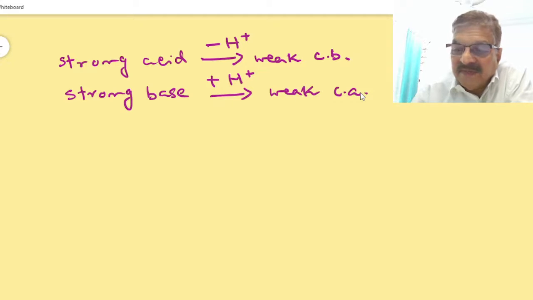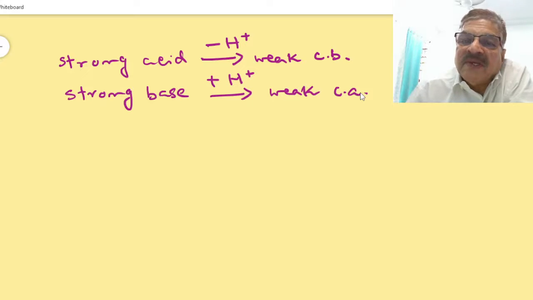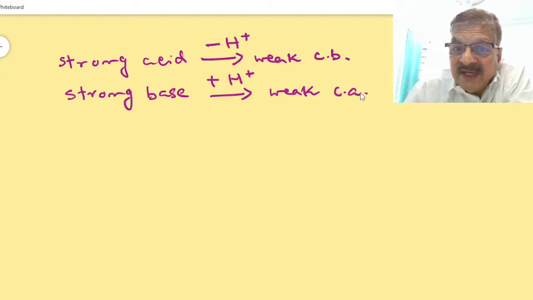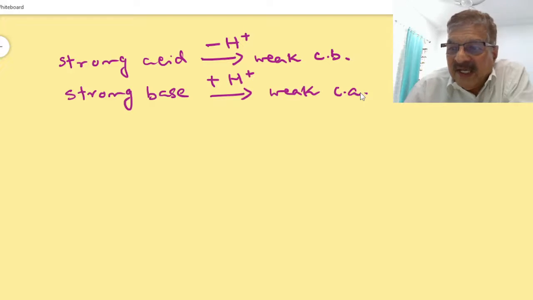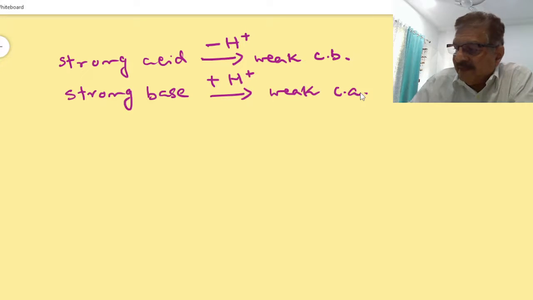Now, a negative value of pKa indicates a very strong acid. That is, the smaller the pKa value, the stronger the acid. Increasing pKa value means decreasing acid strength. So these are the fundamental things. Now let us see what the situation will be in the case of a base.